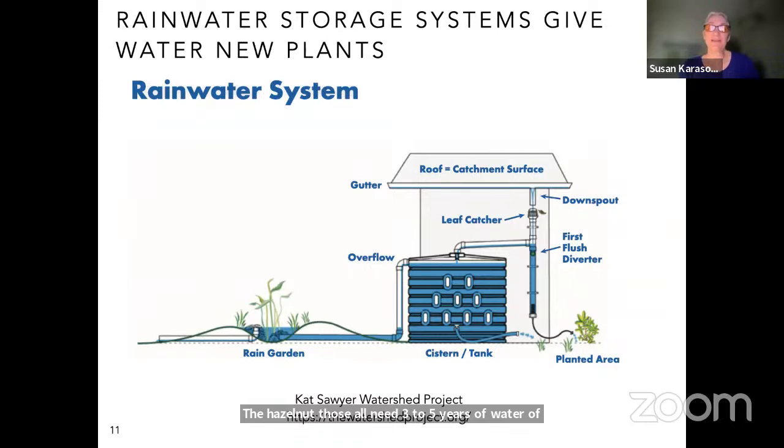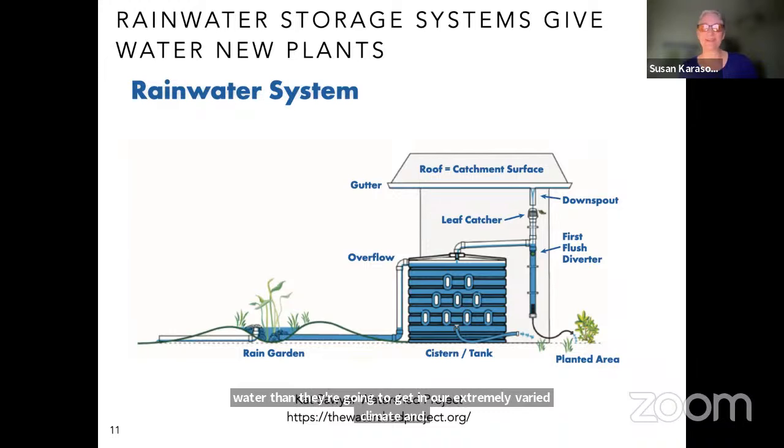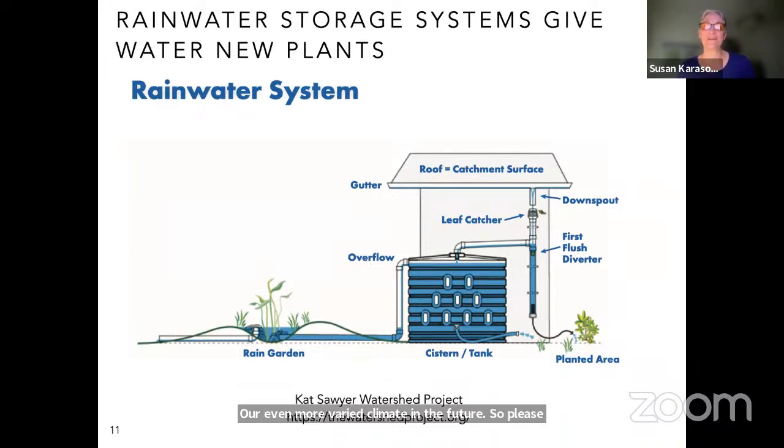And so I strongly recommend, if you have someplace where you could put a rainwater capture and irrigation system, that you do that. You add that. This is going to make all the difference in getting new plants established during climate change and being able to continue watering plants that need more water. A lot of our fruit and nut trees need more water than they're going to get in our extremely varied climate, and an even more varied climate in the future. So please consider doing that if you can. There's a lot of funding to put in rainwater systems.